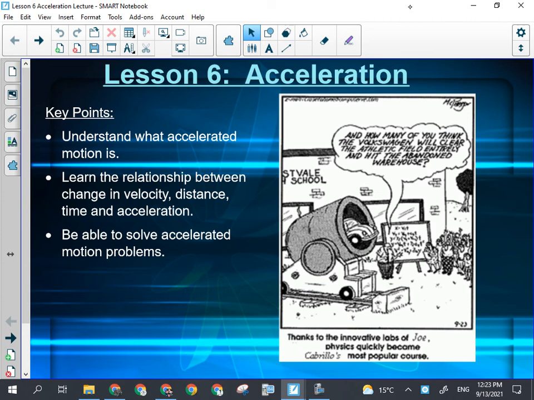Acceleration is a big part of Unit 1, especially when we get to projectile motion. And it's a huge part of Unit 2, where we're dealing with forces that cause objects to accelerate. So we're going to be coming back to this idea of acceleration and problem solving to do with acceleration quite often.